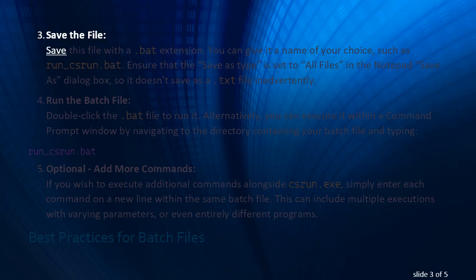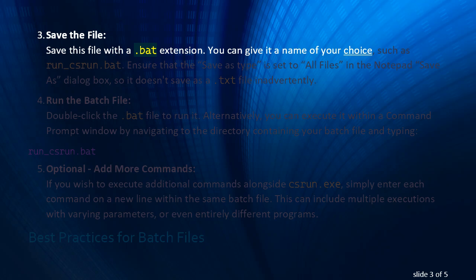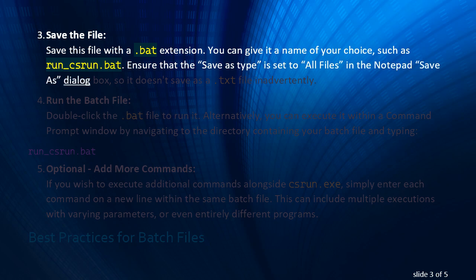Save the file. Save this file with a .bat extension. You can give it a name of your choice, such as run_csrun.bat. Ensure that the save as type is set to all files in the Notepad save as dialog box, so it doesn't save as a .txt file inadvertently.